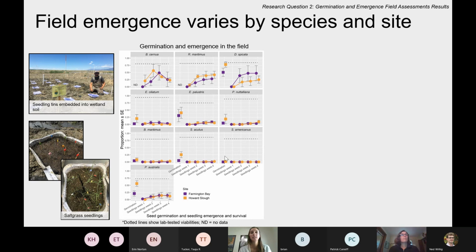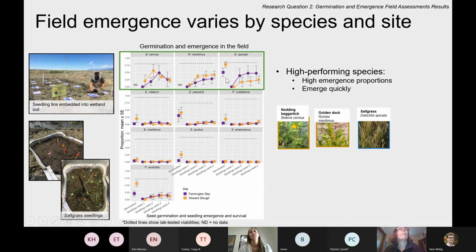What's striking to me is that some of these species don't do very well at all, so some of these bulrushes down here have lower germination and emergence. But some of our species, like Bidens cernua, Rumex maritimus, and Distichlis spicata, actually do relatively well. For Bidens cernua and Rumex maritimus, the ND stands for no data for germination, because we think these species quickly germinated and then they decomposed before we could grab the bags from the field. But you can see how for a lot of these seedlings, they increase throughout time and then decrease. Actually, our field notes for Bidens cernua point to desiccation at Farmington Bay, one of our sites. They emerge and then basically survive throughout time. And so here are high-performing species.